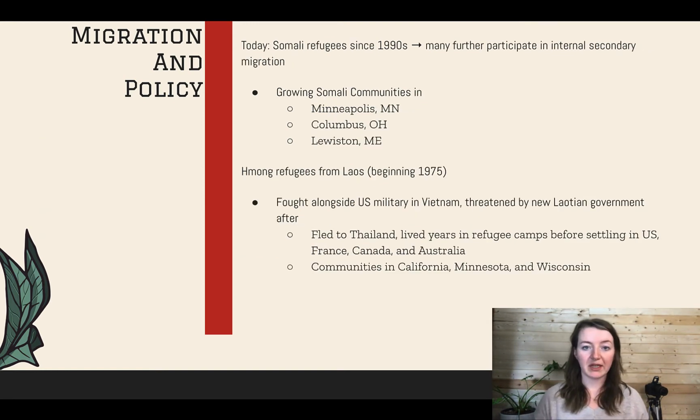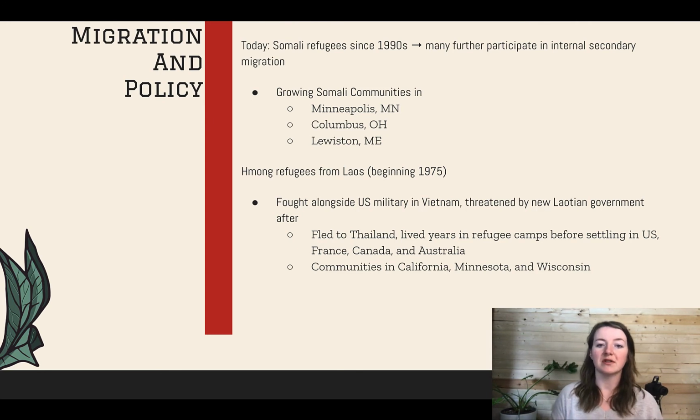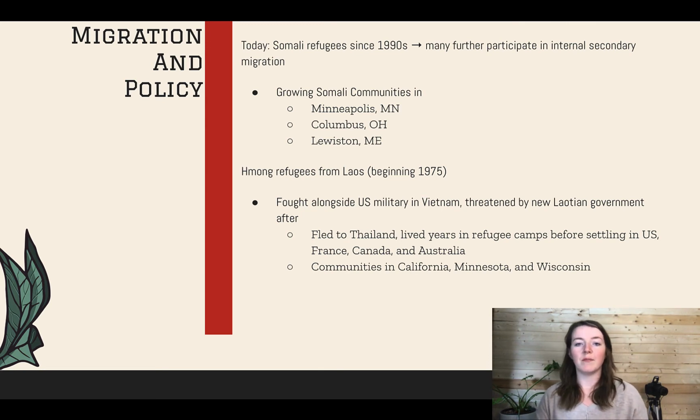Today, we still see quite a lot of immigration. We have had a significant influx of Somali refugees since the 1990s. Many of them will go on to participate in further secondary migration. So they first migrate to the US and then they move once they get here. They settle in one place at first and then go outward. This is part of that step migration. We've seen growing Somali communities in places like Minneapolis, Minnesota, Columbus, Ohio, and Lewiston, Maine. In Minnesota in particular, we've seen a lot of secondary migration as immigrants move outward into smaller and more rural communities.